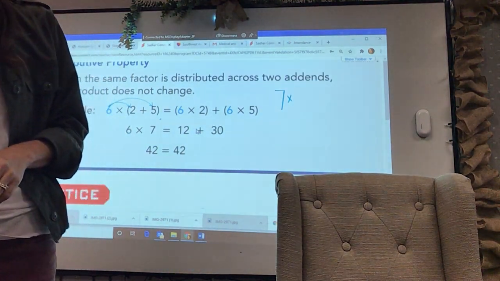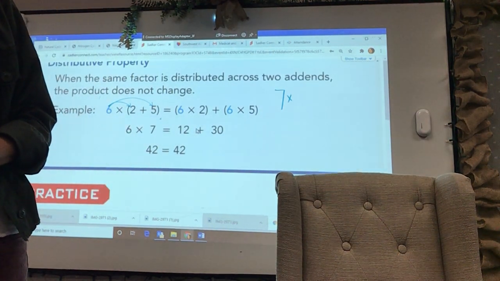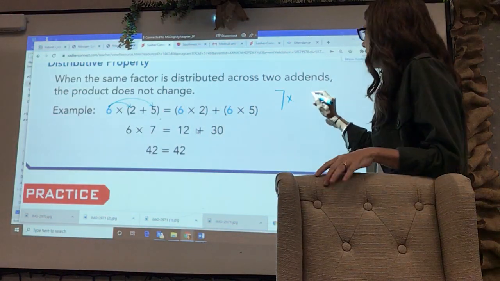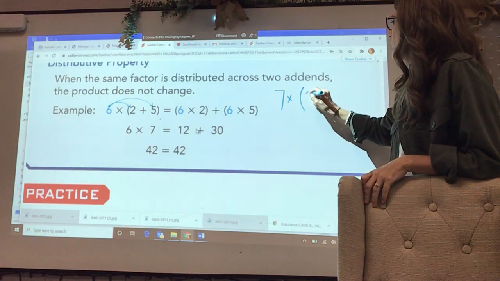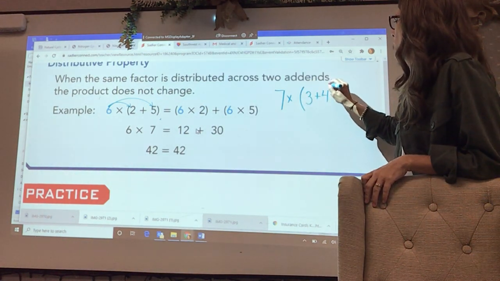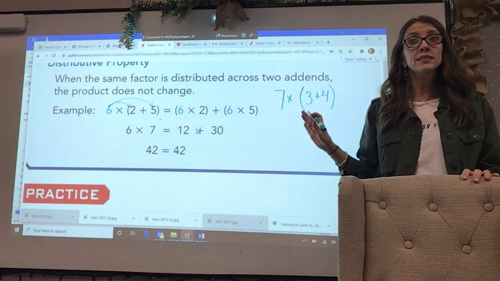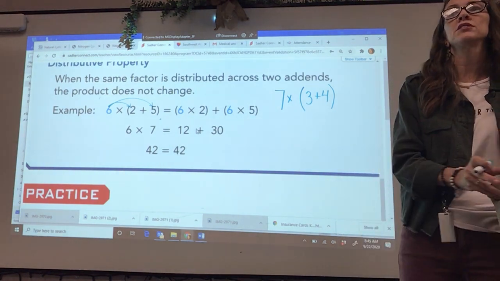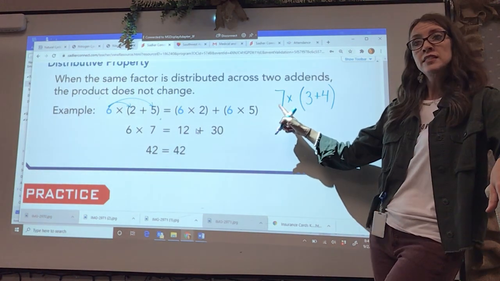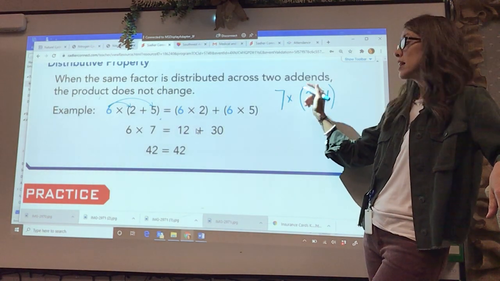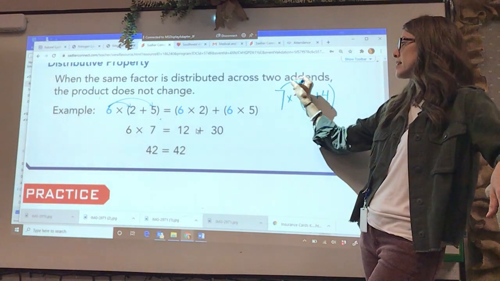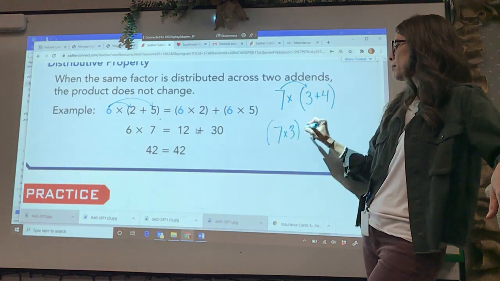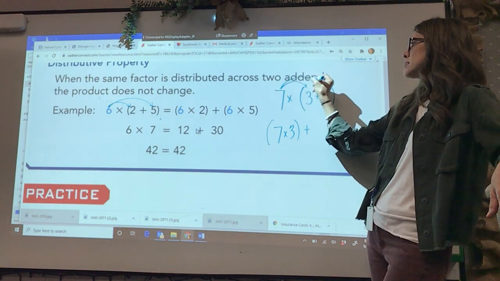All right, so let's look at this. If I have 7 times 3 plus 4, and I want to rewrite this using the distributive property, I need your eyes to be focused right here. 7 times 3 plus 4. Let's distribute this 7. 7 times 3 plus 7 times 4.